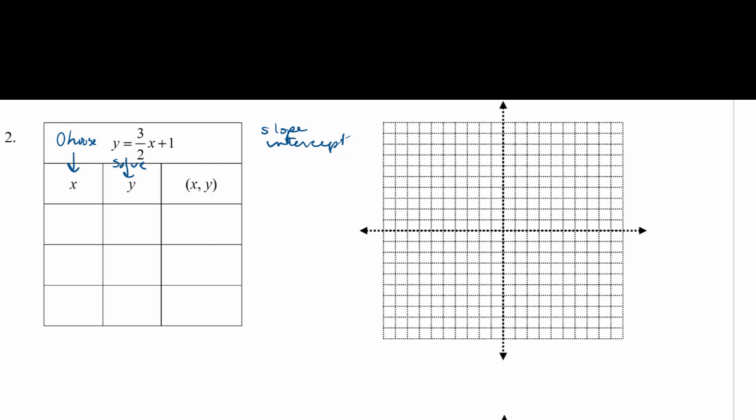Now, that coefficient of x, that 3/2 is a fraction. So that could give us a little bit of challenge, couldn't it? Because it's a fraction. But if you pick your x's carefully, you can be really clever about how you pick your x's. You won't have to deal with the fractions. I'm going to help you with that.